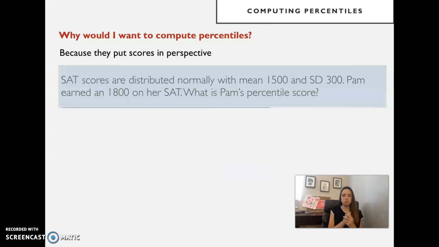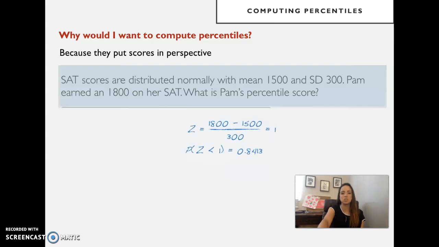SAT scores are distributed normally with mean 1500 and standard deviation 300. Pam earned an 1800 on her SAT. We talked about that, and that's one standard deviation above the mean. What is Pam's percentile score?